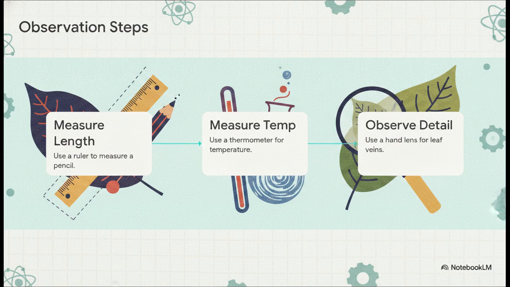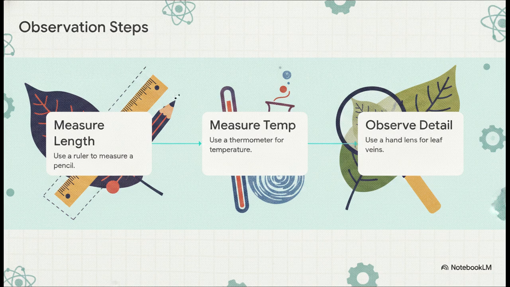Step 1. You might use a ruler to measure the exact length of a pencil sitting on your desk. Step 2. You take a thermometer to measure the temperature of a room or maybe a glass of water. Step 3. You grab a hand lens to observe the intricate little veins of a leaf, making those tiny details large enough to see clearly. And here's the cool part.